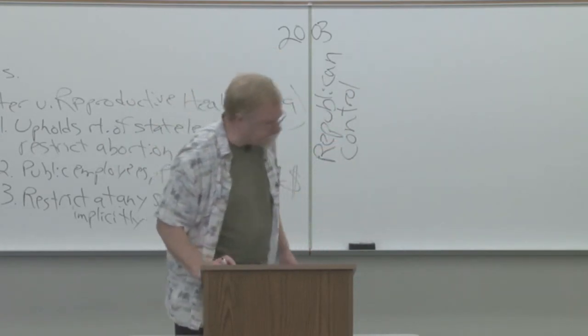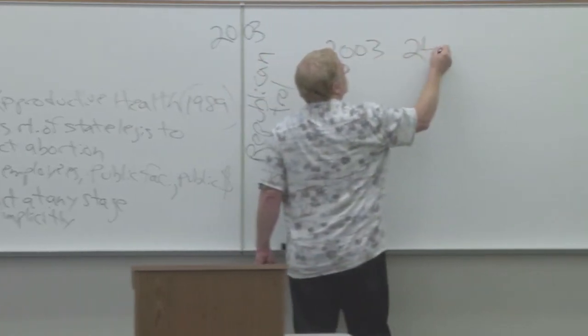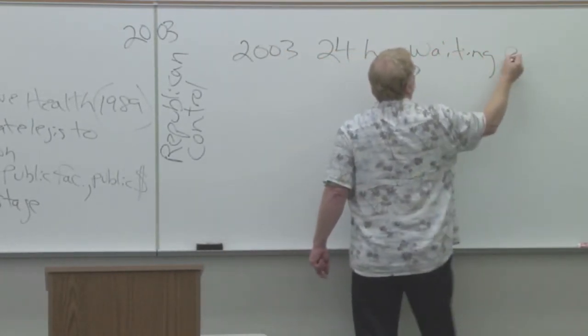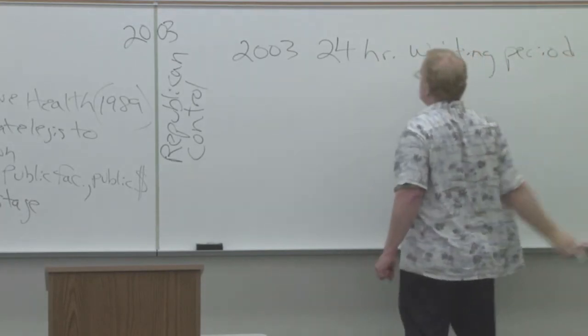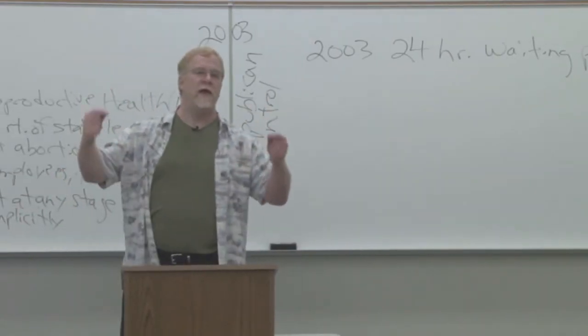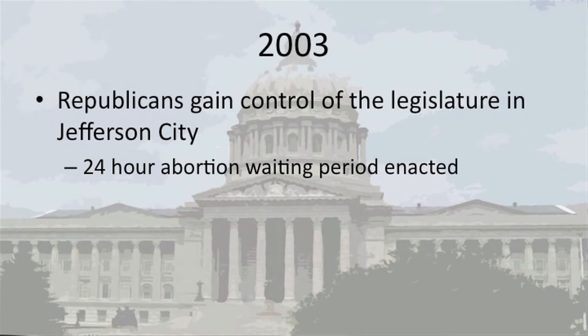Let us start with 2003. 2003, 24-hour waiting period. If a woman is seeking an abortion in the state of Missouri, according to the 2003 statute, she must wait for 24 hours and receive medical consultation as to the effects of an abortion. And then 24 hours later, can have the abortion. So in 2003, this is the first significant attempt to restrict abortion rights. It is vetoed by Governor Holden. Governor Holden's a Democrat.